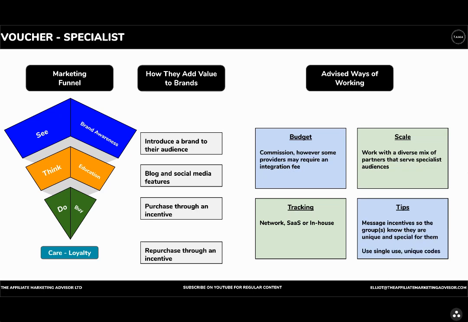So specialists: just think of these as student discount providers or military discount providers. They're just voucher sites that specialize in a particular audience or group. Again, they can introduce your brand to their audience. They'll often have media packages that you can purchase, such as for their homepage or their newsletter. They often write blog features. Obviously, you can purchase for an incentive. You want to work with a diverse mix of these specialists so that you cater for military, for students, for nurses, for key workers, whatever it may be. Definitely look at working with these specialists to ensure your brand caters for certain groups.